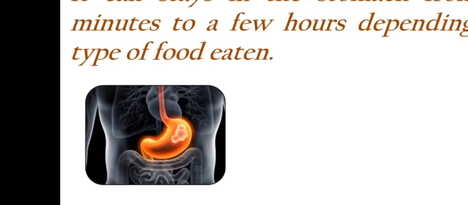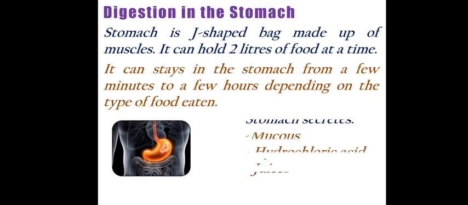And the stomach releases various types of secretions: mucus, hydrochloric acid, and various juices. Acid helps in killing bacteria and in the digestion of protein. At the same time, the juices secreted by the stomach digest protein. So hydrochloric acid and juices help in the digestion process.